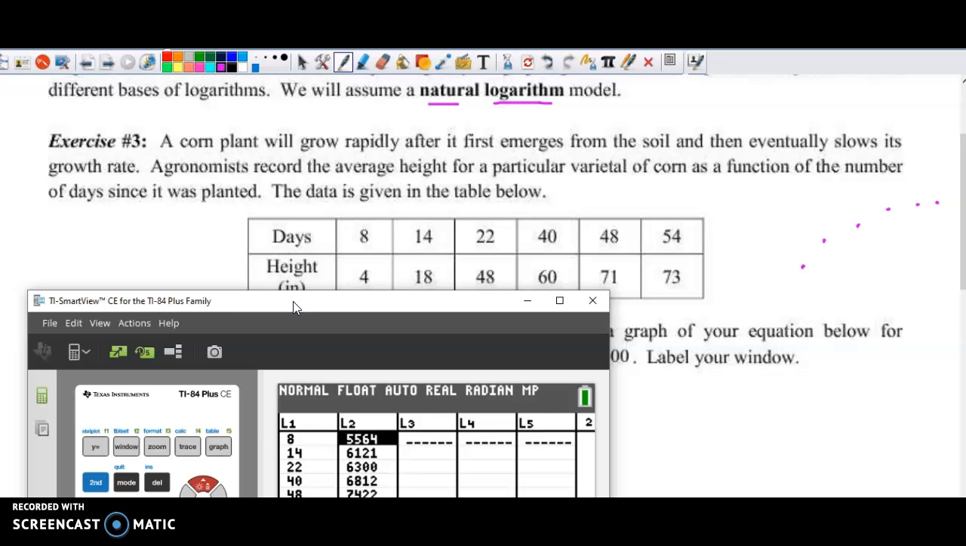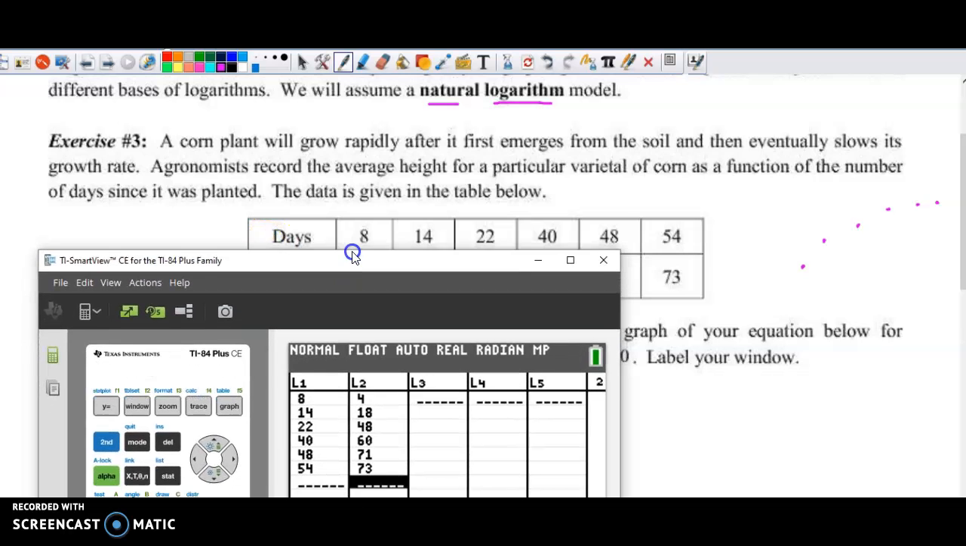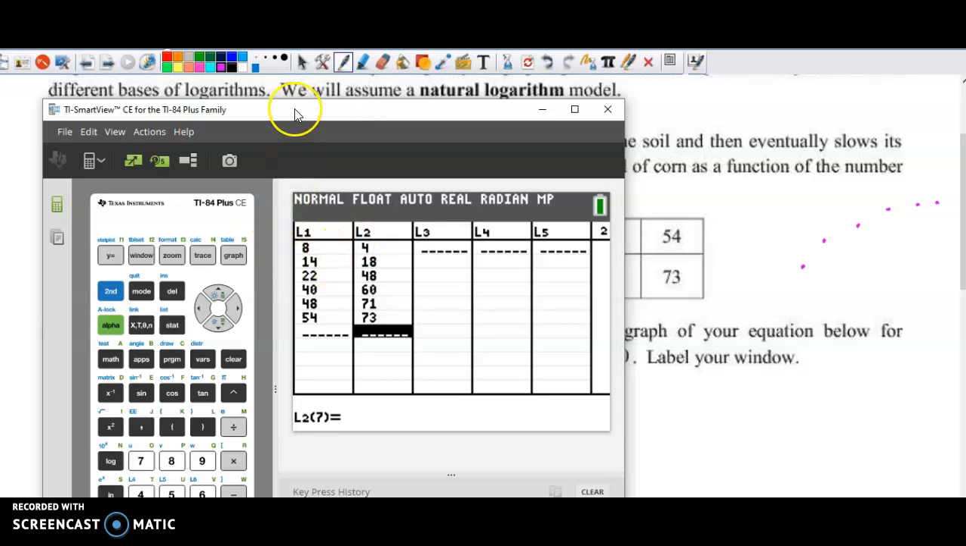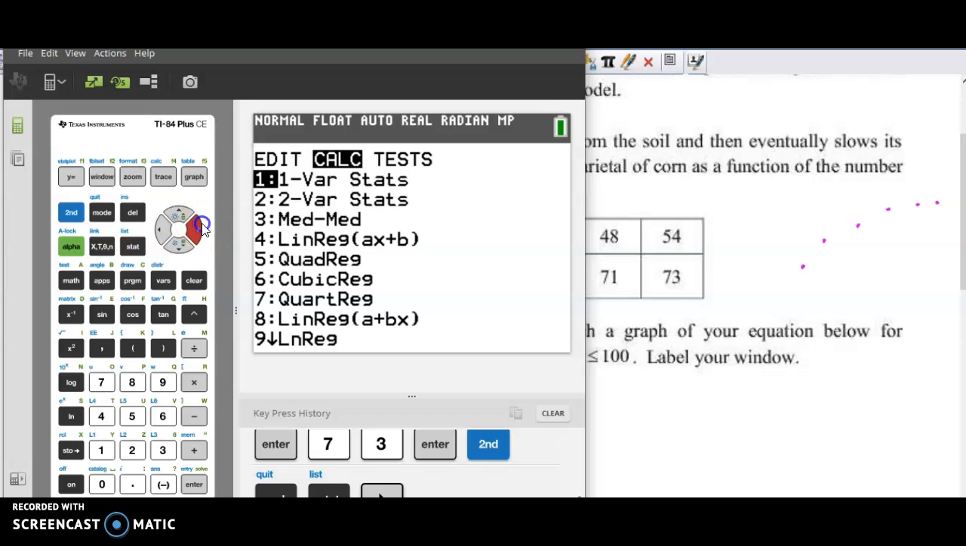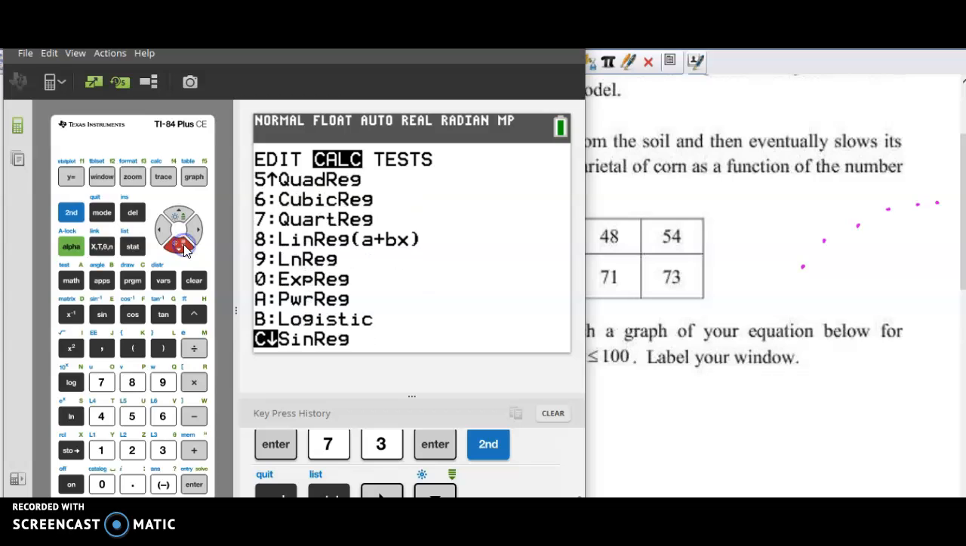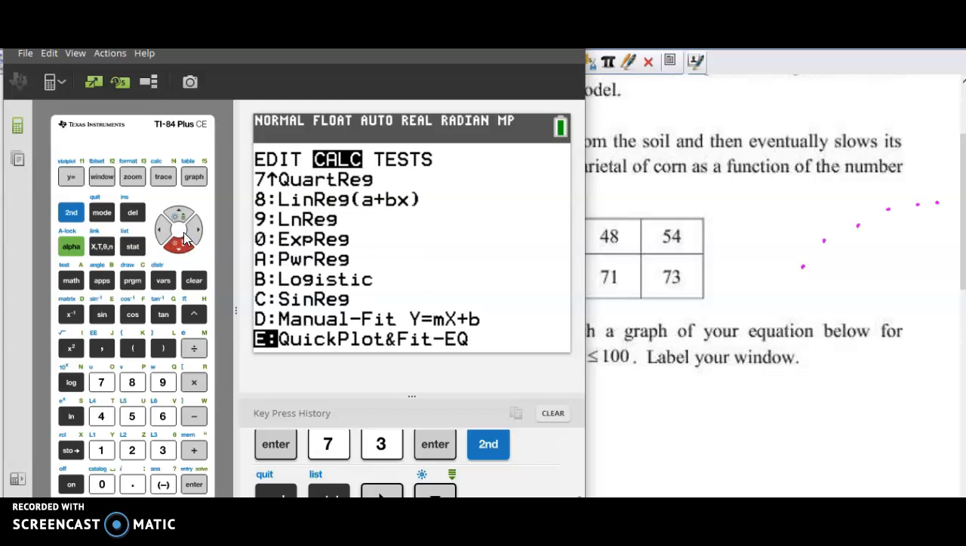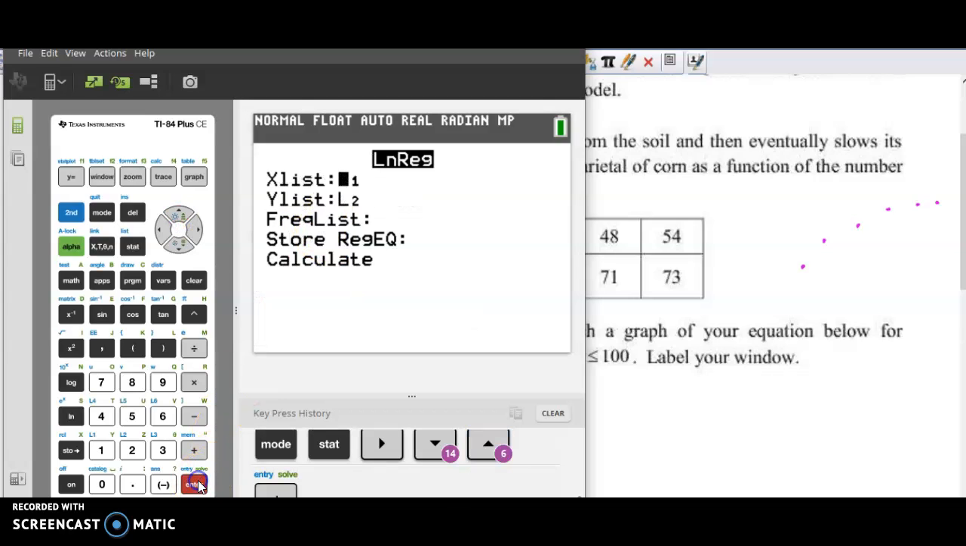Scroll up, and you may need to hit pause on the video and make sure that you have the right data. And then from here, just like before, you want to hit second quit to get out of there, stat, over to calculate, but this time we want a natural log regression. If I go through all those options, I believe that would be option 9.